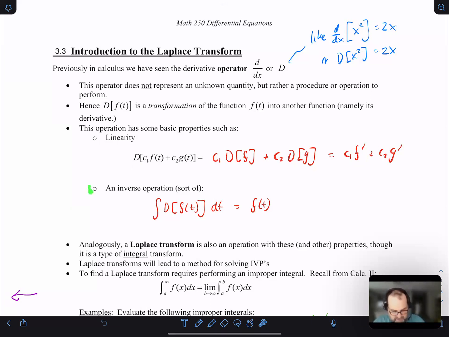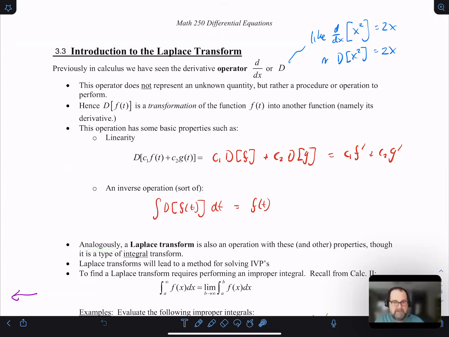Another property that we have is a sort of inverse. That is, we can reverse the process or reverse the transformation of the derivative operator. And of course, we know this as integration. So we have an operation of integration. If we ignore the plus c, the operation of integration is the inverse operation of D. So again, this is all just analogous.